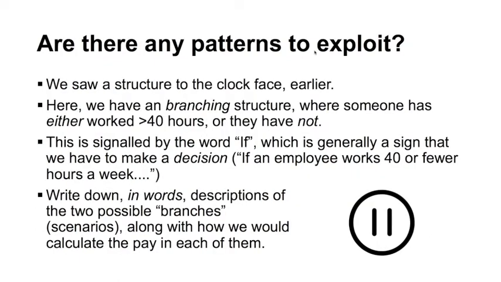So the second question concerned patterns, like the pattern that we saw on the clock face. So here we notice a sort of branching structure. People are either one thing or another, depending on whether or not they worked more than 40 hours. Now these types of structures are generally signalled by words like "if", and they tell us that there's a decision to be made, in this case which category somebody falls into.